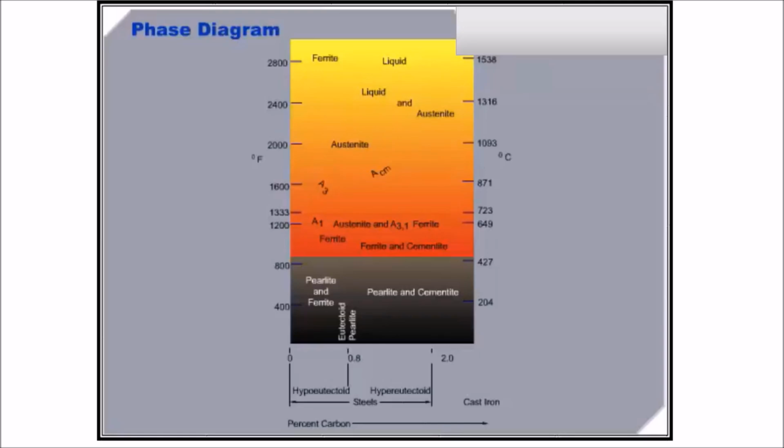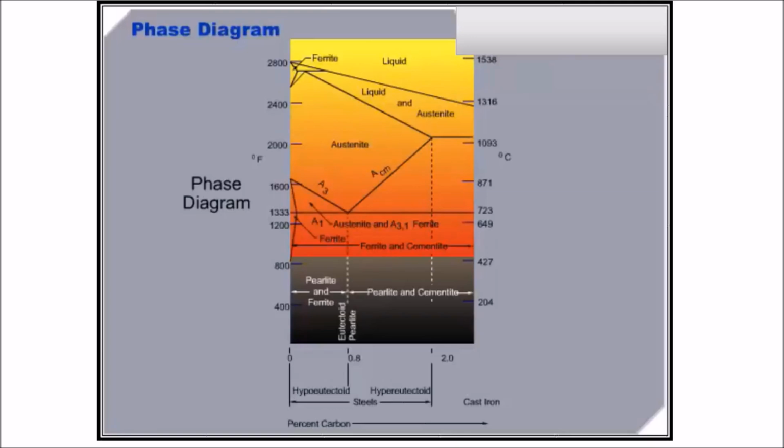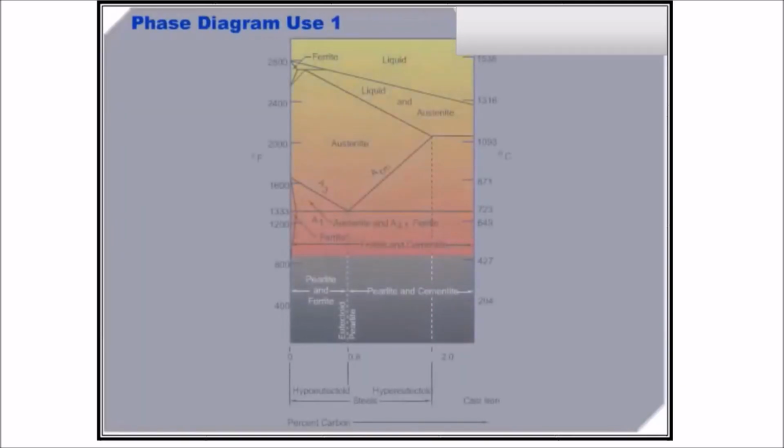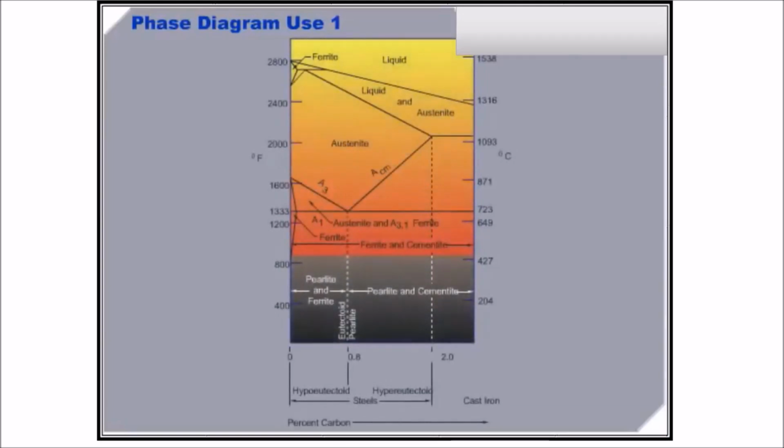To understand the changes that occur, the metallurgist uses a chart, or phase diagram, which graphically displays the ranges of various microstructural components for the iron-carbon system. Referred to as the iron-carbon phase diagram, it is shown on your screen at this time. This diagram describes the nature of the phases present in iron-carbon alloys under near equilibrium conditions, such as very slow heating and cooling.